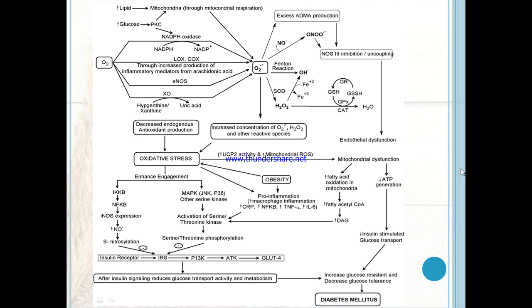Now this oxidative stress is also another important mechanism. It will cause mitochondrial dysfunction, and due to the mitochondrial dysfunction, there will be increased fatty acid oxidation and decreased ATP generation. This in turn will again cause glucose resistance and hyperglycemia, which is involved in diabetes mellitus. So here we can observe that oxidative stress, through different pathways, is involved in diabetes mellitus.